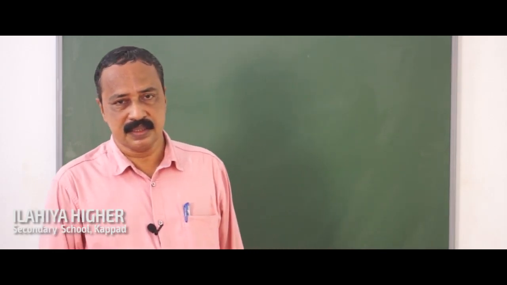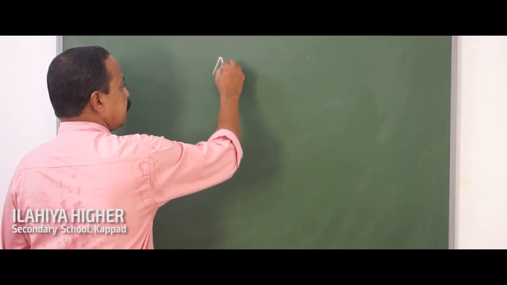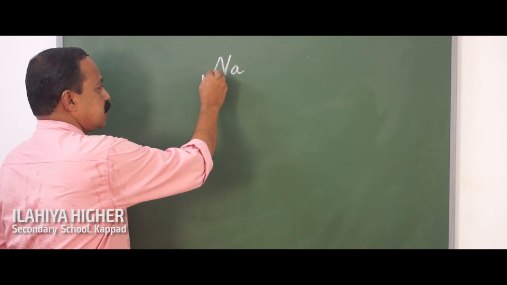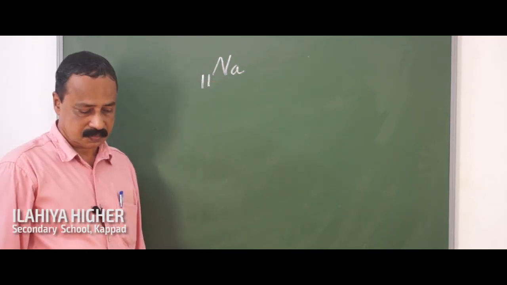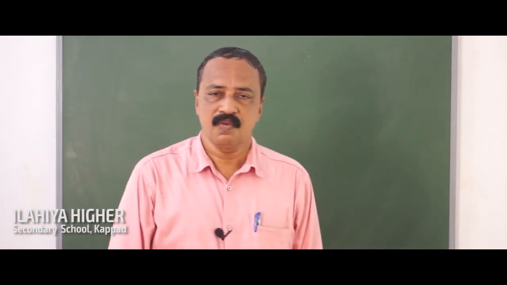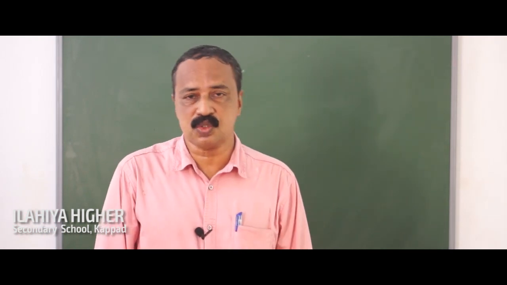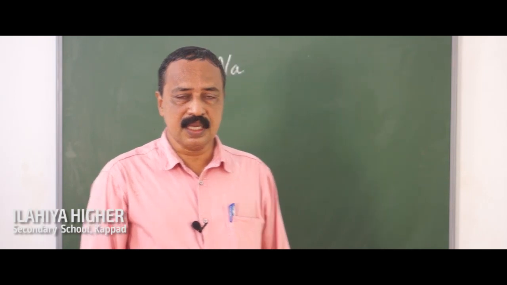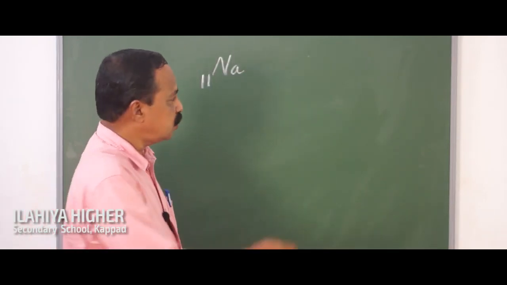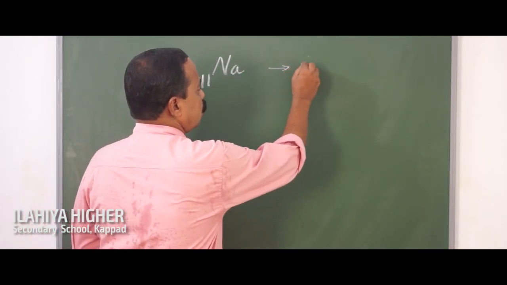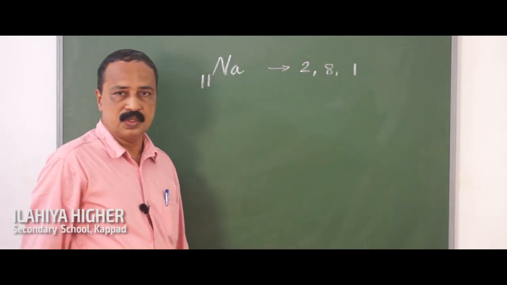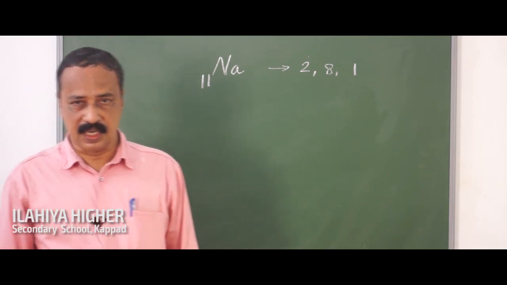You have learned that sodium is represented by the letters Na. The atomic number of sodium is 11. What is the electronic configuration of sodium? You studied it last class. The electronic configuration of sodium is 2, 8, 1.